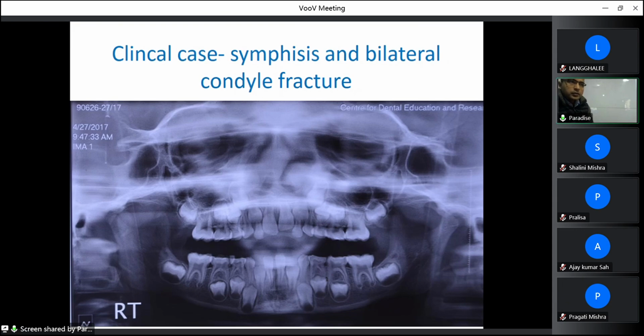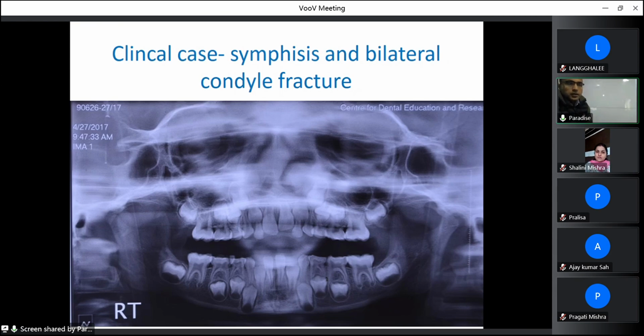It is not a hypothetical question. It is our patient. Most of the time you get such patients: a pediatric patient with condyle fracture and associated other fracture. So if you get such a case, then you have to operate for the symphysis fracture. You don't have to do anything for the condylar fracture.